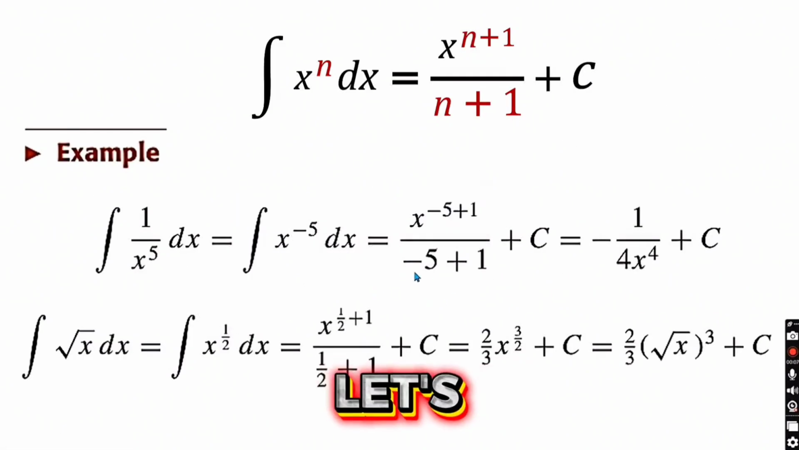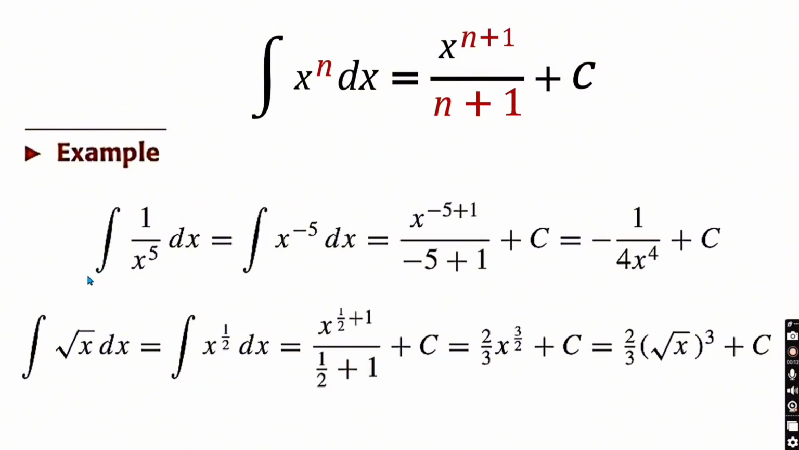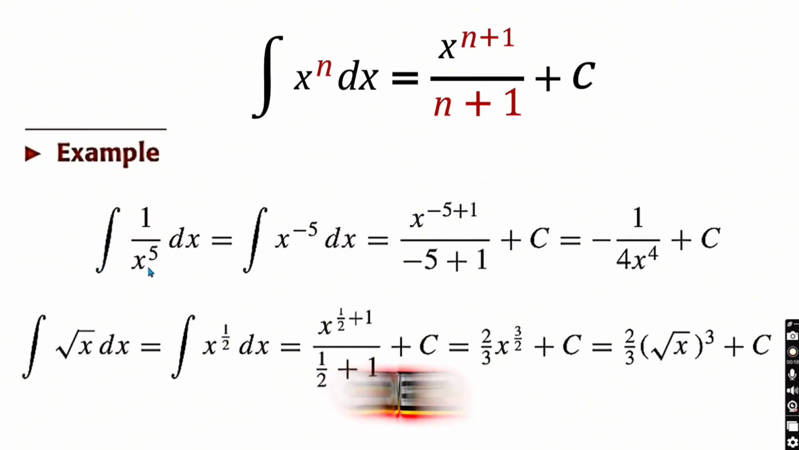Got it? Let's apply the power rule for integration. So we have the antiderivative or the indefinite integral of the function 1 over x raised to the power of 5 with respect to x. To apply it, what you have to do is just copy this and then add 1, and all of this will be written in the denominator, and do not forget the plus c. Then just simplify, and that becomes negative 1 over 4x raised to the power of 4 plus c.